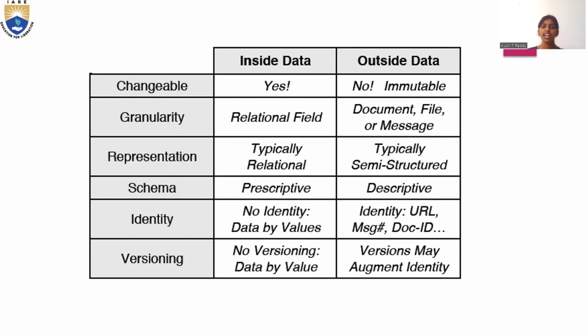Identity: inside data has no identity, data is by values. Outside data has identity, that is URLs, messages, doc IDs, and so on. Next is versioning. Inside data doesn't have versioning, whereas outside data will have versioning, that is, versions may augment the identity. So these are some of the extra parameters: changeability, granularity, representation, schema, identity, and versioning.